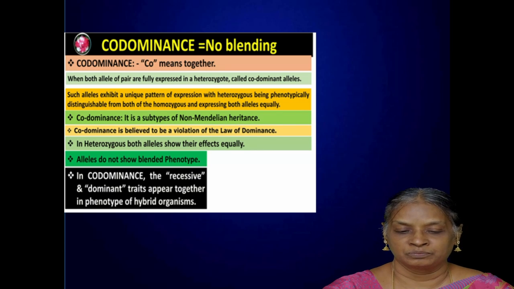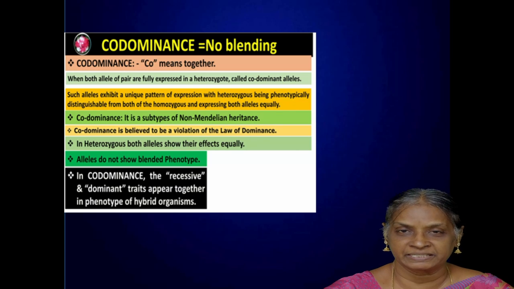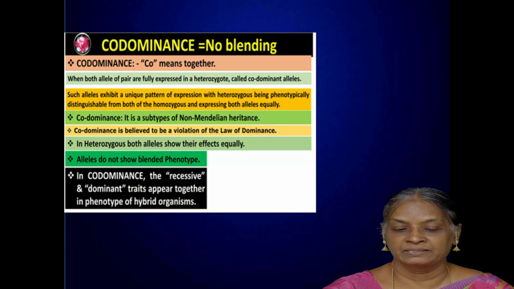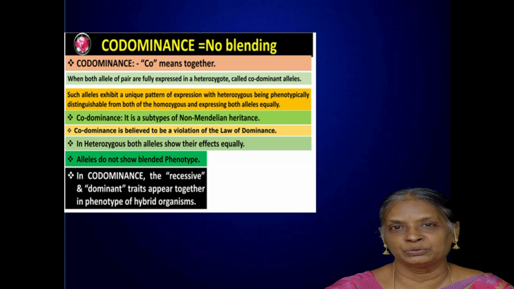Codominance is said to be a violation of the law of dominance. In the heterozygous condition, both alleles show their effects equally. In codominance, hence, we could say the recessive and the dominant traits appear together in the phenotype of the hybrid individuals.